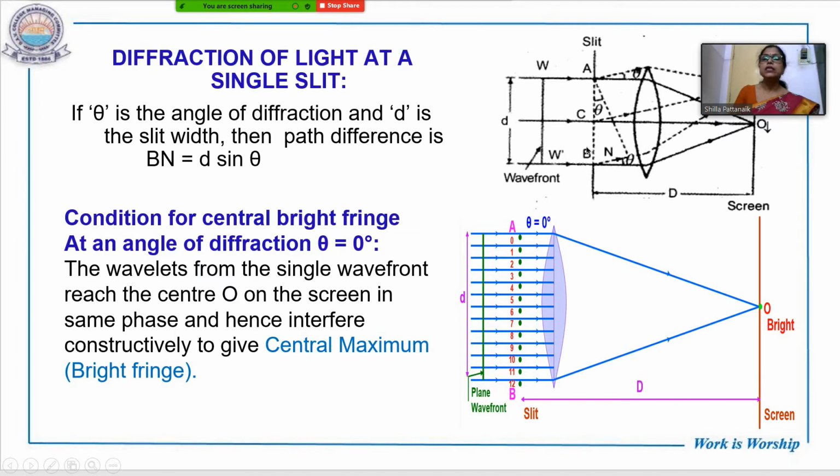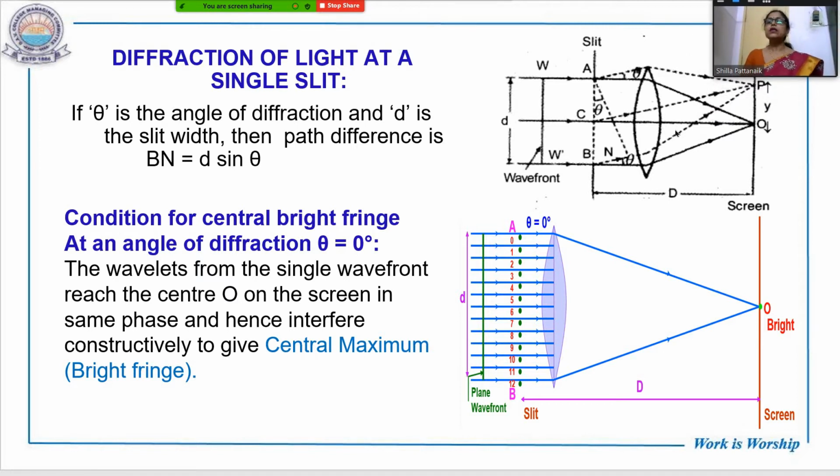But students, this single slit, when we enlarge, we can see in a magnified form. Each point on this single slit and each point on this primary wavefront act as a source of secondary disturbance from which wavelets are originating. When these secondary wavelets interfere, we get the diffraction pattern. Now let us discuss the conditions or the positions where you will get the maxima and minima on the screen due to this diffraction pattern.